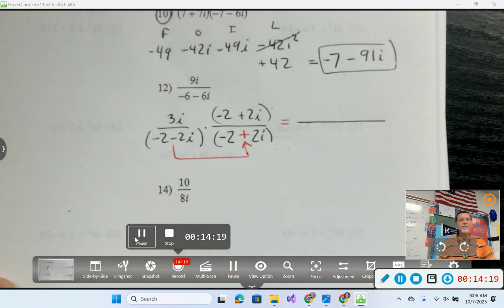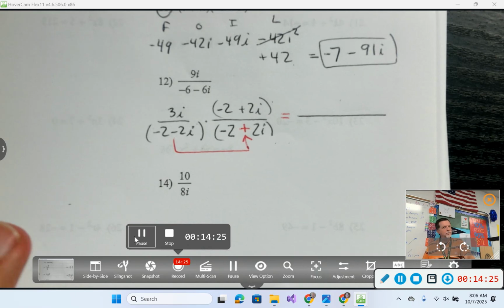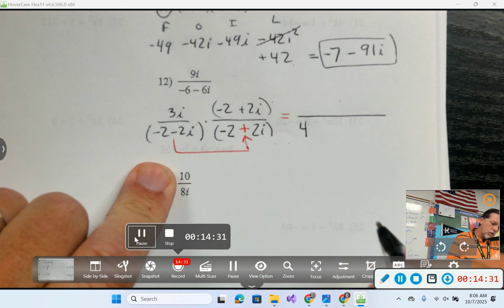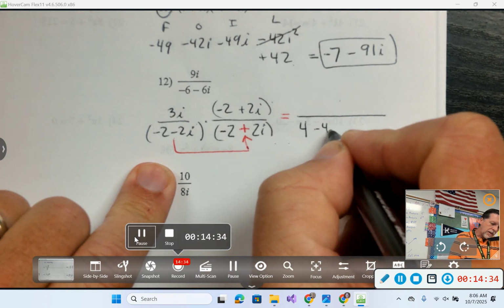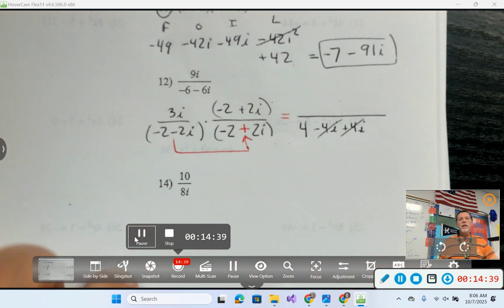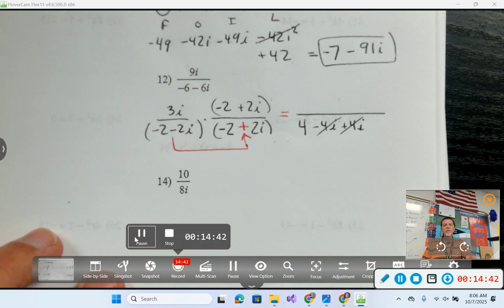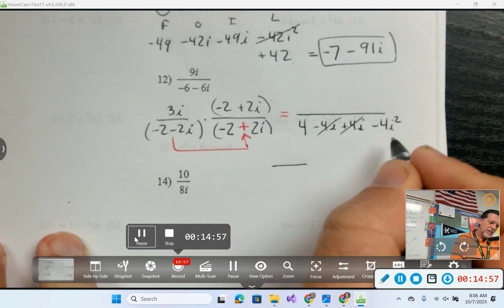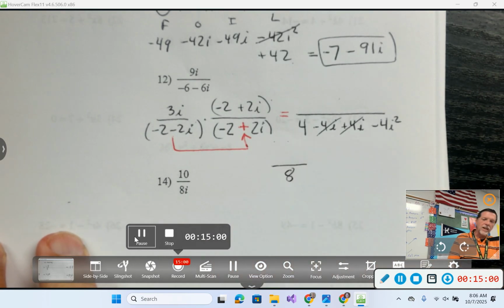And when we FOIL that, we've got to multiply top and bottom. I'm going to do bottom first because that should clear the i's. The FOIL should take care of the i's. 4 minus 4i plus 4i. So, yep, sure enough. What about the last term? Negative 2i times positive 2i. Minus 4i squared, which is the same thing as plus 4. So 4 plus 4 is 8. So 8 in the denominator.